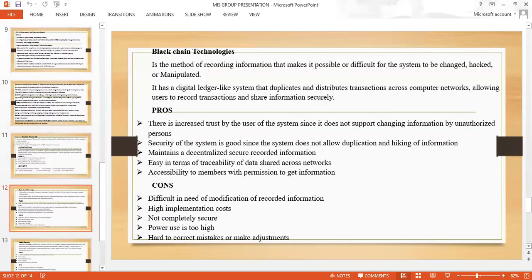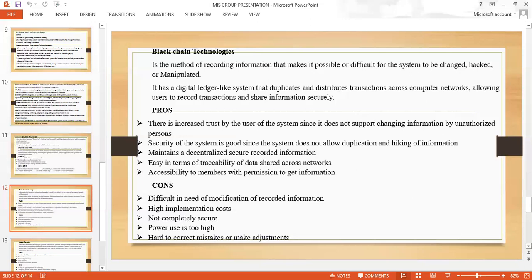Then we have blockchain technologies. It's a method of recording information that makes it difficult for the system to be changed or hacked or manipulated. It has a digital ledger system that duplicates transactions across networks. The pros: there's increased trust in the system since it's not easy to manipulate. Security of the system is good since the system does not allow duplication.